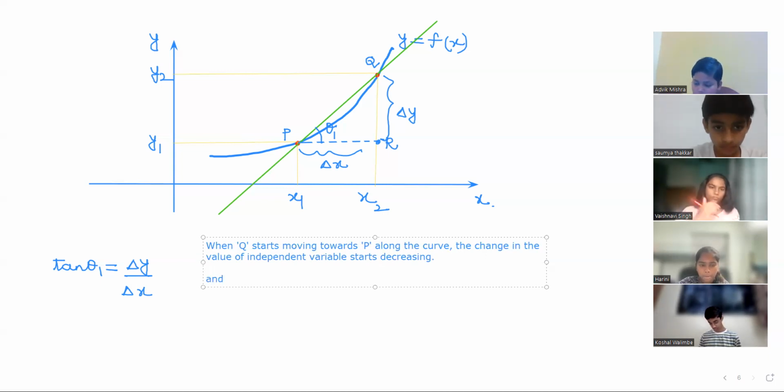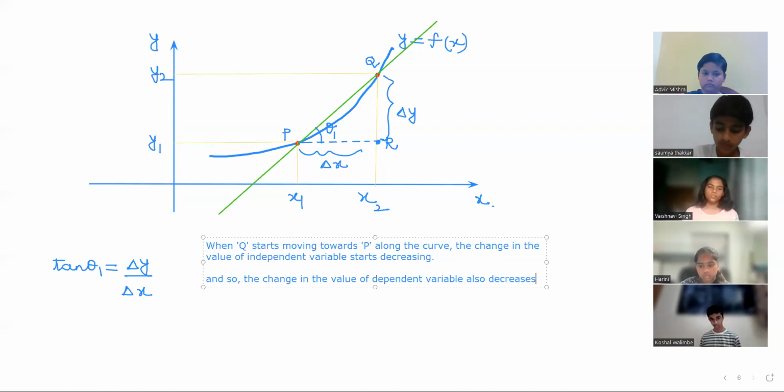And hence, the change in the value of dependent variable also decreases. Say yes or no. Yes.